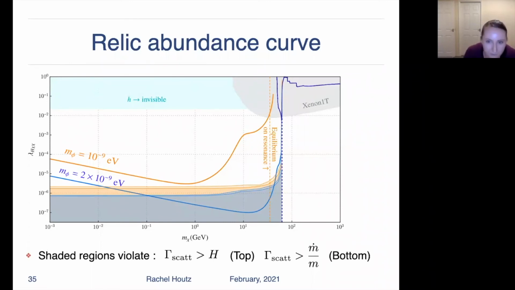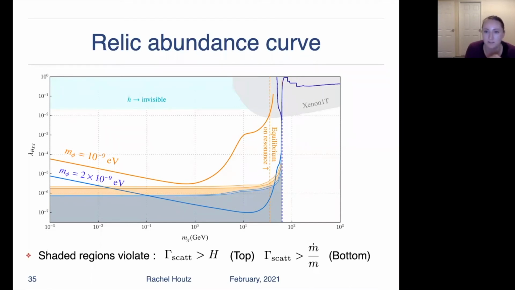And then we've shown on this plot two shaded regions. These are regions that we say are ruled out, in that if our relic abundance line enters this region, which it does for the blue relic abundance curve, it's not necessarily that this is ruled out, but that we don't trust our computation in this region. These are regions where we violated the thermal averaging conditions we put forward before.